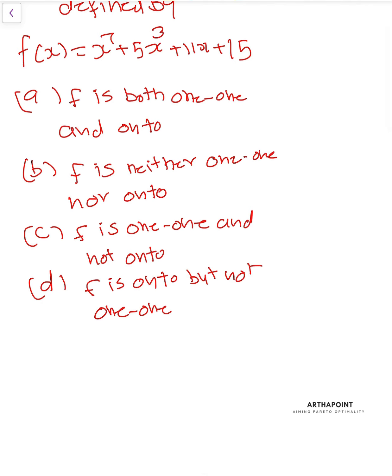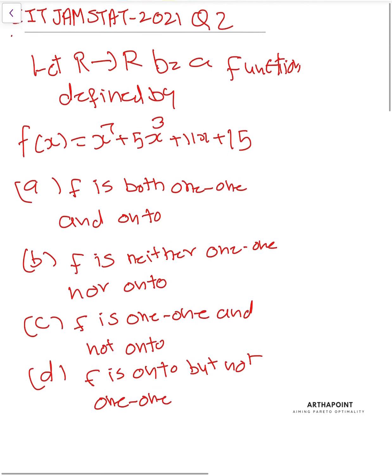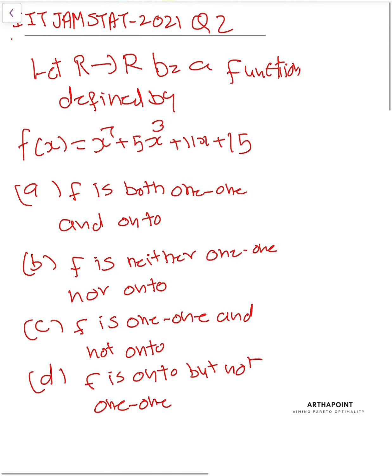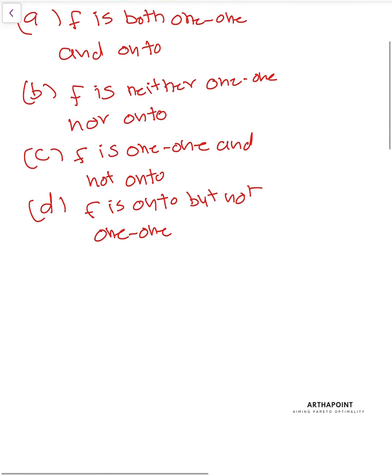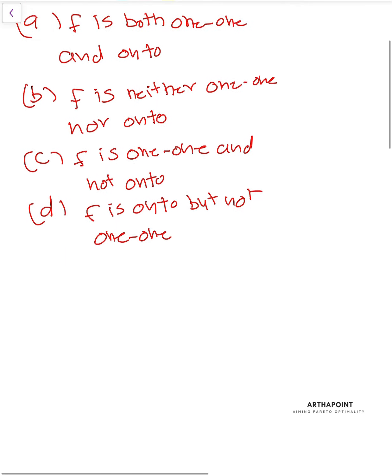B. f is neither 1-1 nor onto. C. f is 1-1 and not onto. And D. f is onto but not 1-1. That means we have to find if the given function is injective, surjective, bijective or none.